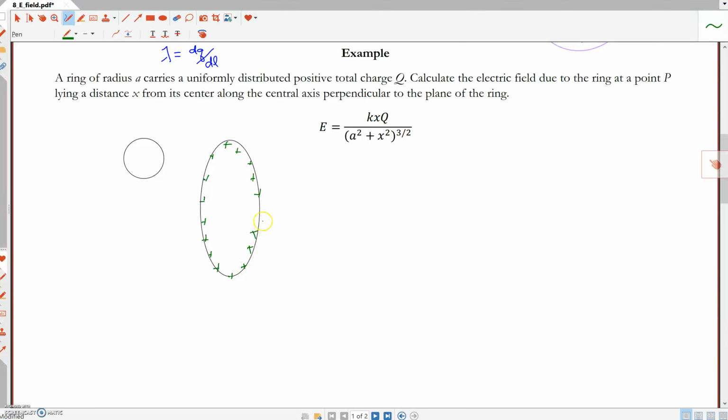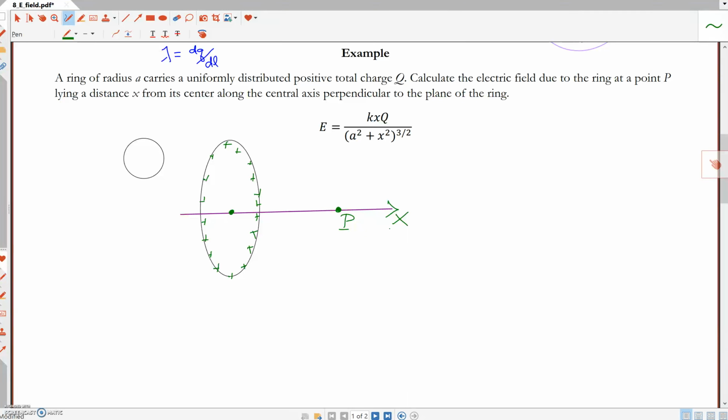This is sort of a perspective. It really is circular. And I want to know it's got a radius A, that's important. It carries a uniformly positive total charge Q, and I want to know what the electric field is at a point P lying a distance x from its center along the axis perpendicular to the plane of the ring. So this is the axis they're talking about. Here's our x-axis. This is where the center of the ring would be. And I want to know what the electric field is here at this point. What is the electric field here?